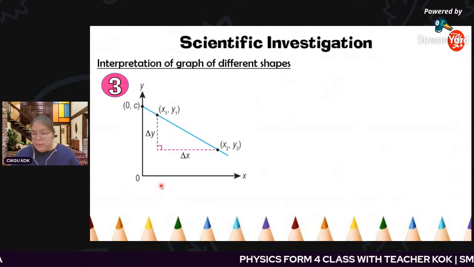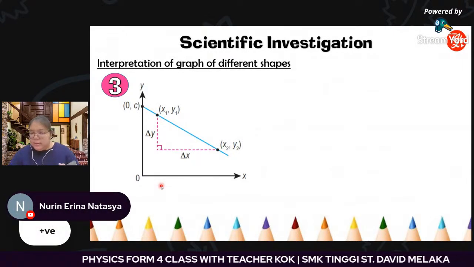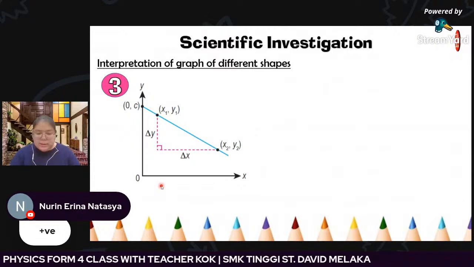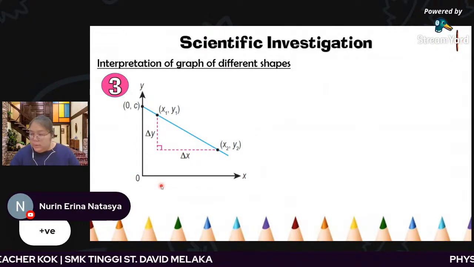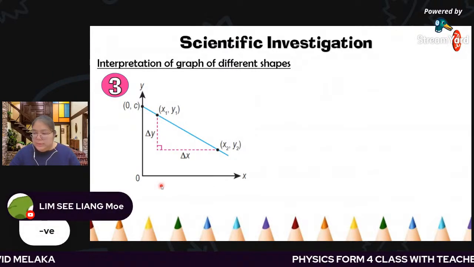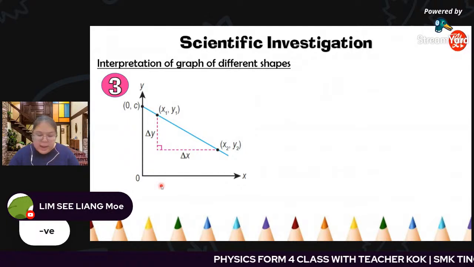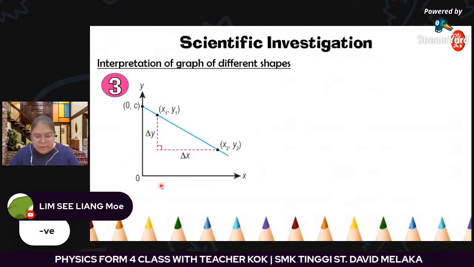Positive. Okay, Nurin, your answer is positive. The others, do you agree the answer is positive? Okay, negative. Let's see another answer. Lim Si Lian gave me the answer negative. Okay, let's find out. Is it positive or negative?